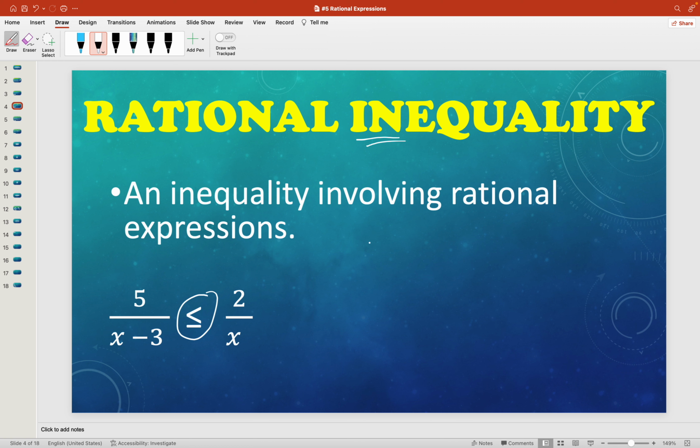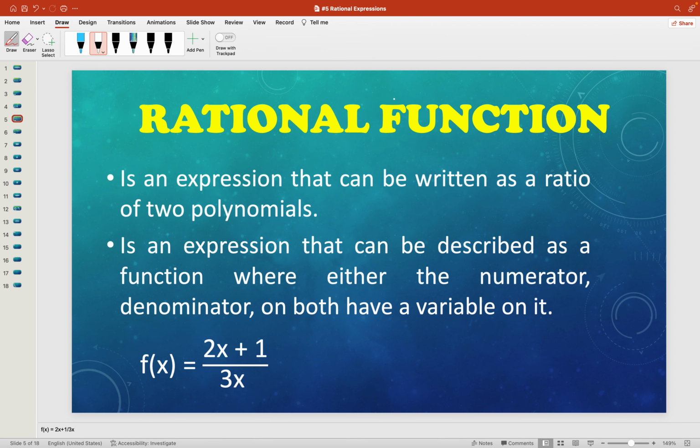If we have an inequality sign, like less than or equal to, therefore those are rational inequalities. What are other examples of those? We have greater than, less than, greater than or equal to, less than or equal to. So when you see these inequality symbols, those are rational inequalities. And then we have the rational function. So we have the f of x. When you see that f of x, it means they are rational functions.